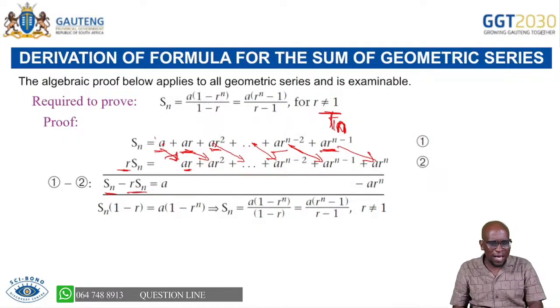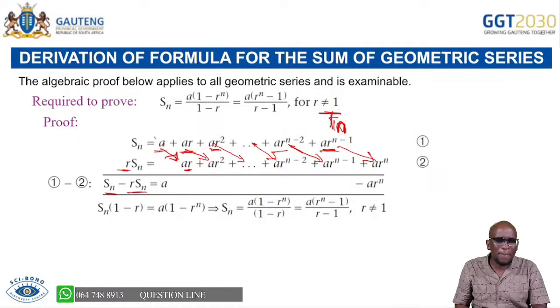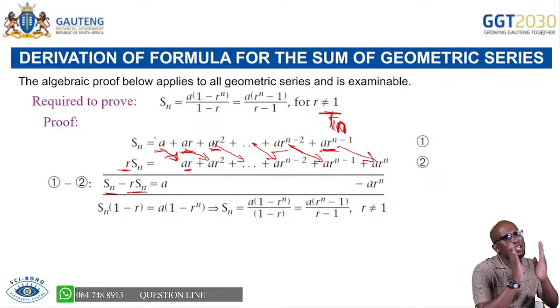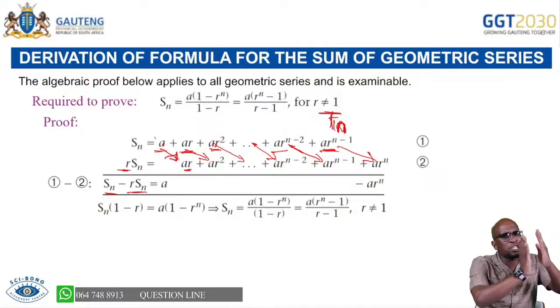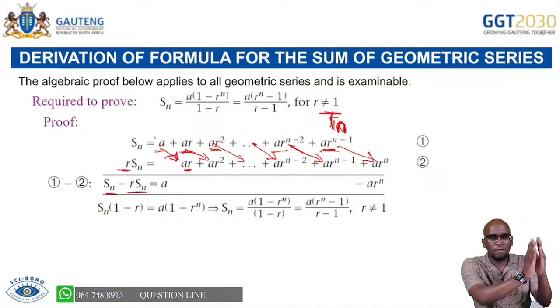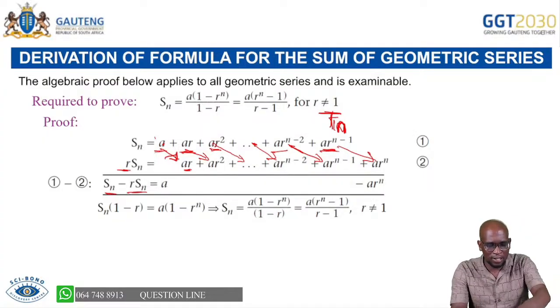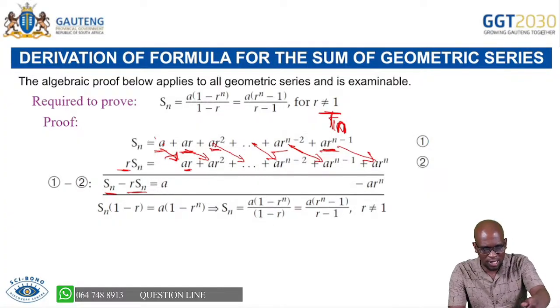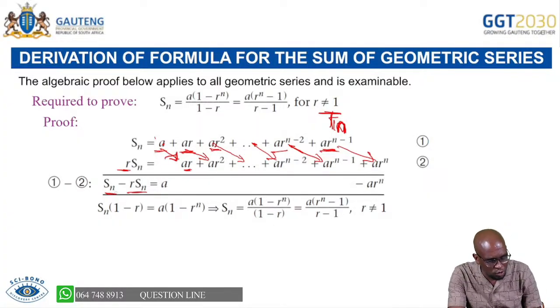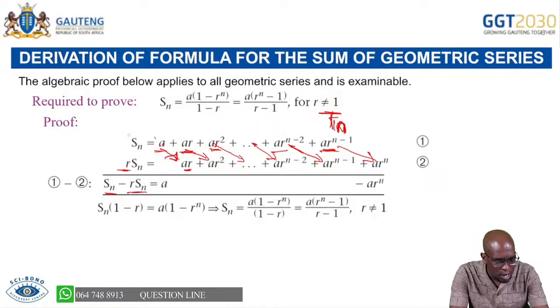So now, if you multiply A by R, you get AR. AR by R, you get AR squared. So you can see that there is a shift in those terms. There's a shift in those terms because they are multiplied by R, which means that the last term will also shift there.